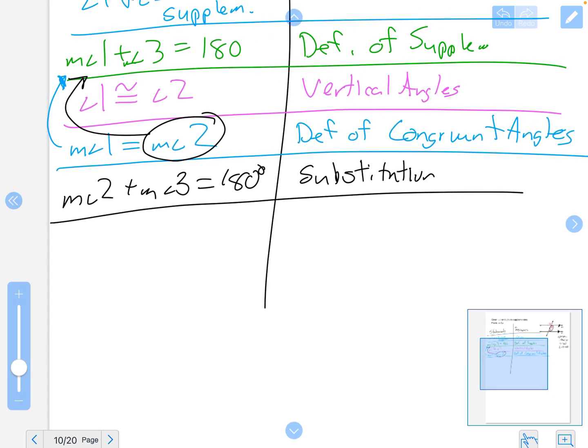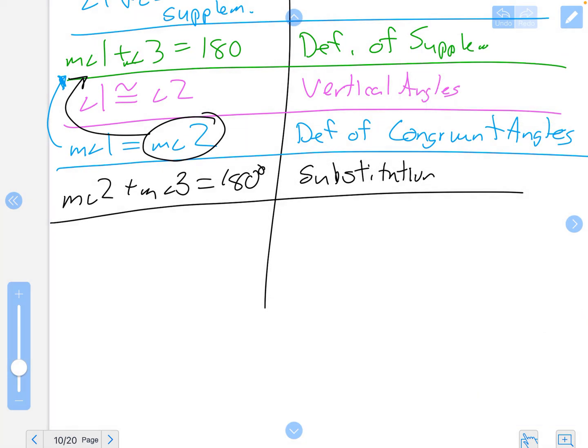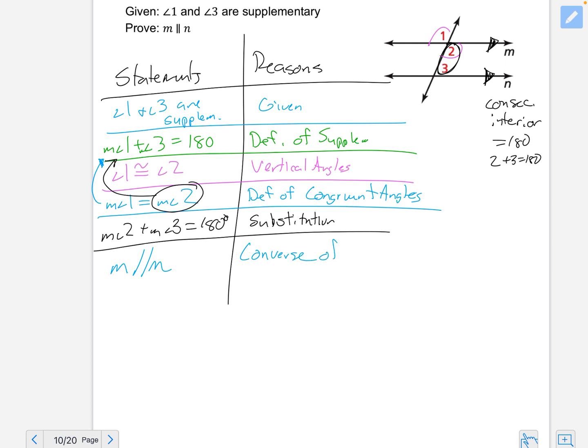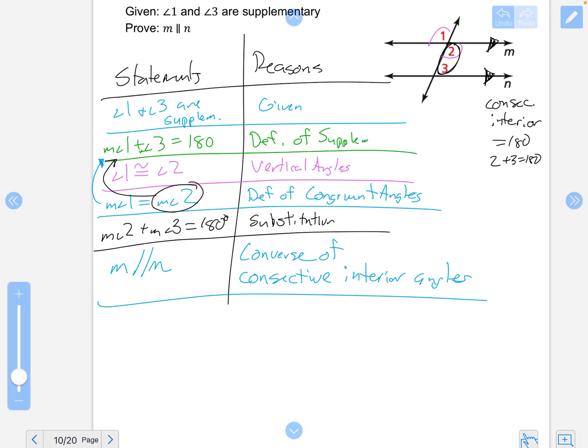And once I know that line M is parallel to line N, because we know that 2 plus 3 equals 180, that's our converse of consecutive interior angles. And we are now done with our proof.